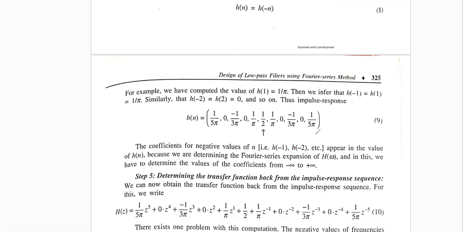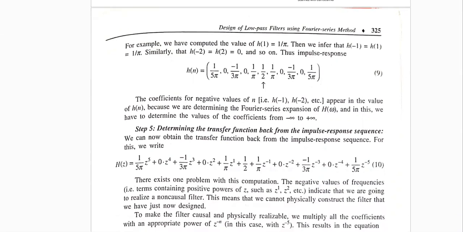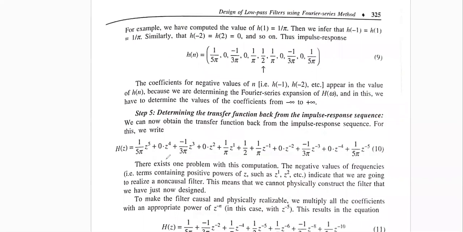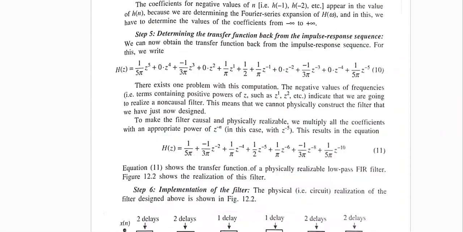And have you found any problem here? The problem is we have some negative sample positions, which shows that this is a non-causal system. But for implementation, we always want a causal system. Okay, we'll solve that problem. So if this is our h[n], from h[n], determine the transfer function from the impulse response sequence. So if you have h[n], very easily you can write H(z), or in the Z domain.